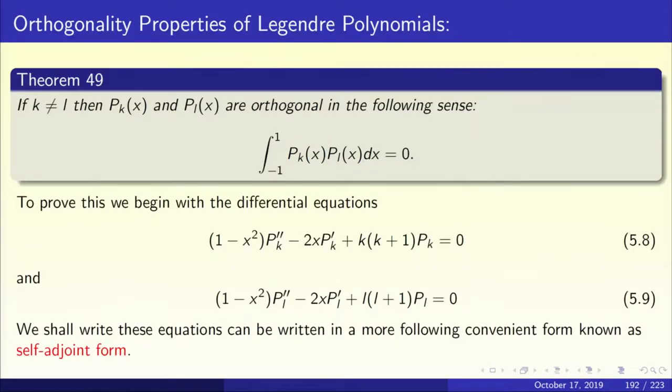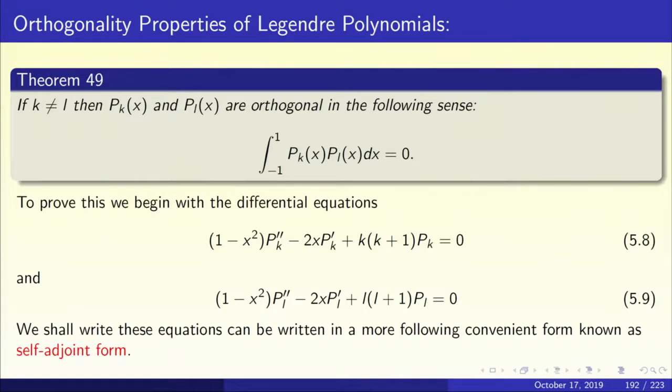Now let us prove that the Legendre polynomials form an orthogonal system on the interval -1, 1. And that is stated as theorem 49 on this slide. So what does the theorem state? If k is not equal to L, here k and L are non-negative integers. So I have taken two distinct non-negative integers k and L, and the Legendre polynomials pk of x and pL of x are orthogonal on the interval -1, 1 in the following sense. Integral -1 to 1 pk of x pL of x dx equal to 0.